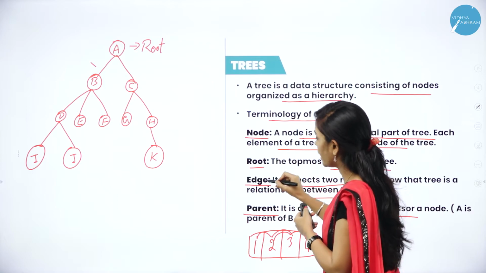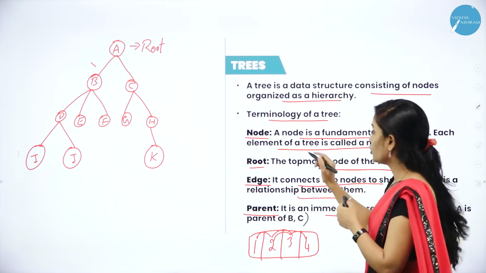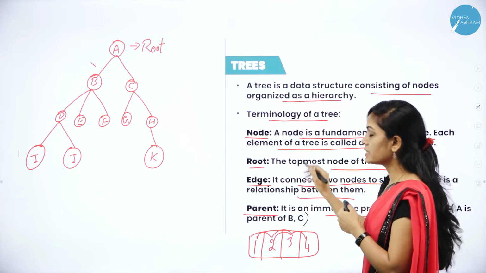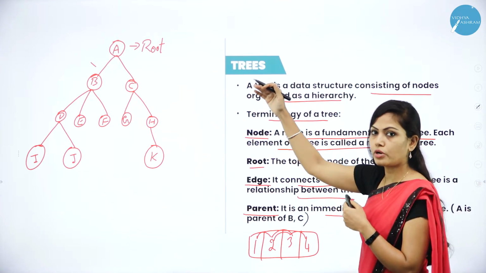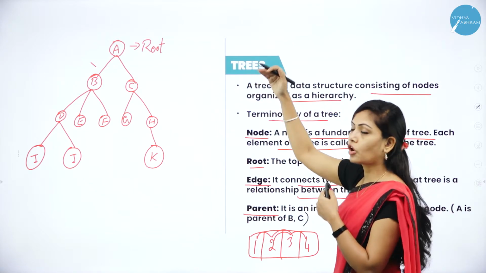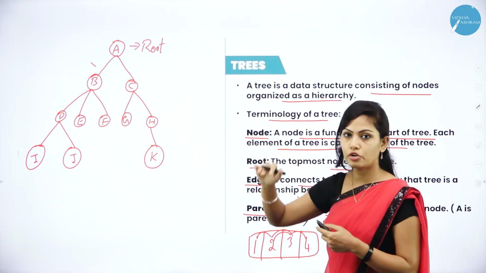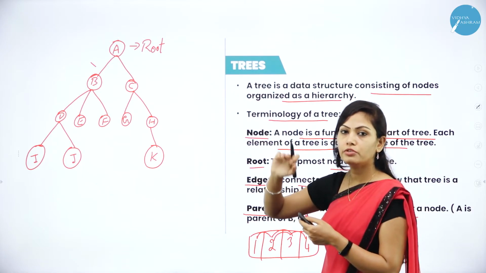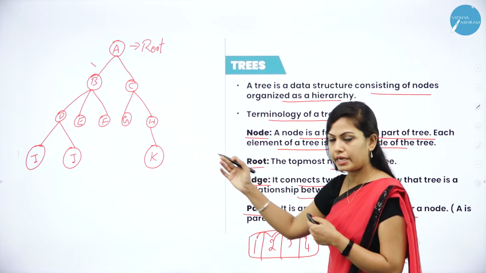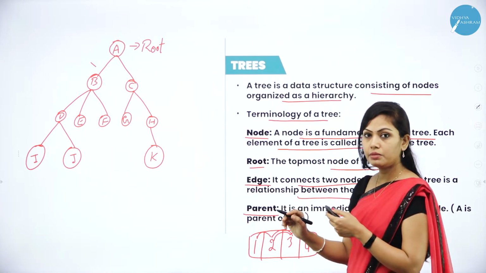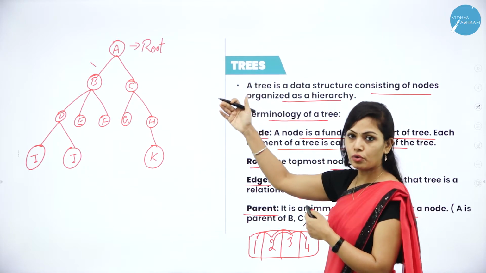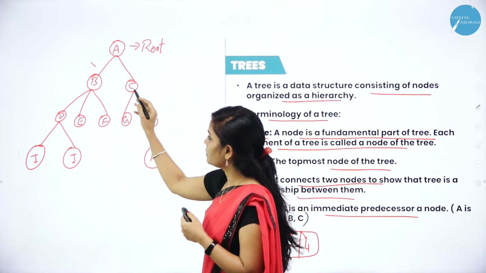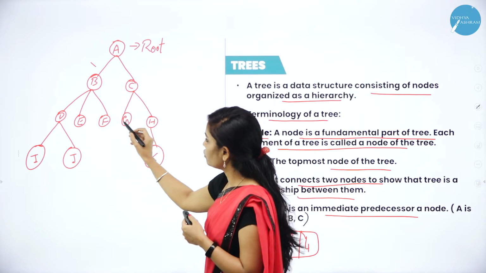Node, root, edge and parent. Node is a fundamental part of a tree, and root means the topmost node of a tree, the node which does not have any parent node. Edge means the link between two nodes. And parent means the immediate predecessor of a node. So A is a parent of B and C, and C is a parent of G and H.